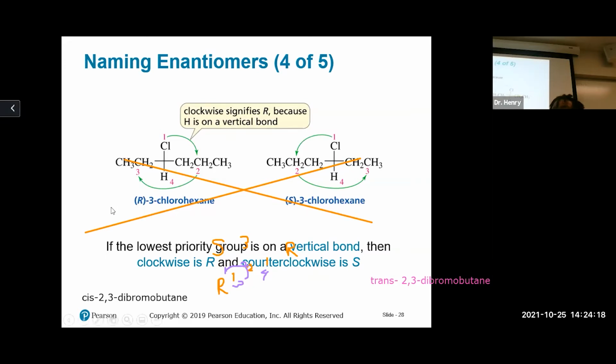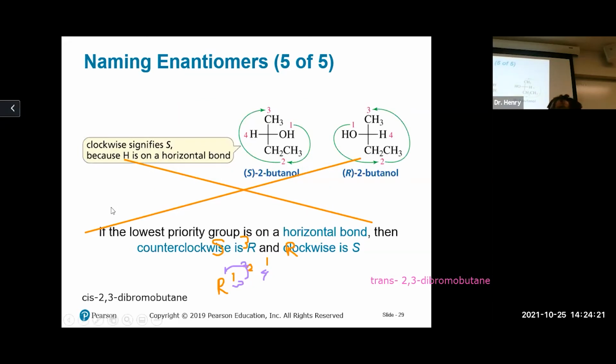This one here, you mean 28, 29. Okay, so here we have 1, 2, 3. So that would be S. This guy is going clockwise, right? And since it's going clockwise when the lowest priority is on a horizontal, it goes to the S, right?